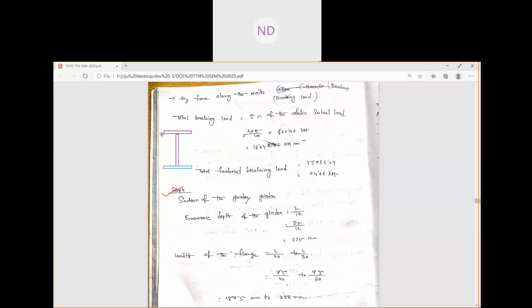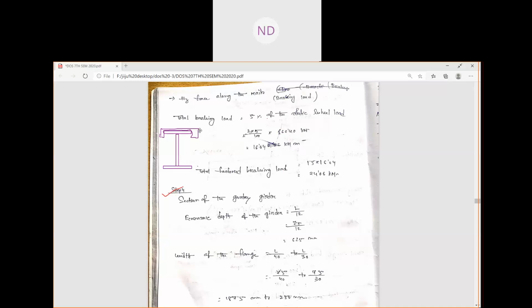Another one, a channel section, would be here. Let me show you like this. That channel section will be in this way, right? So this is a gantry girder here. It is a built-up member with an I section as well as a channel section. Since we are designing now, we have to select an I section and a channel section.